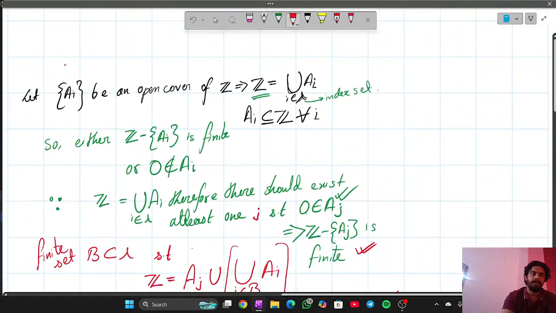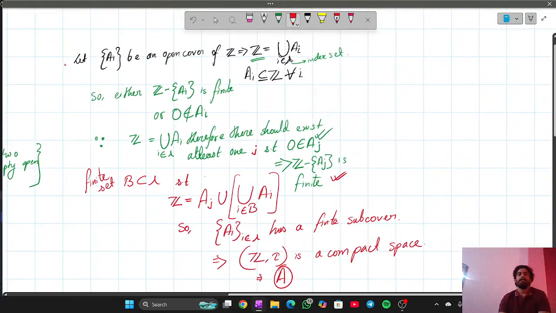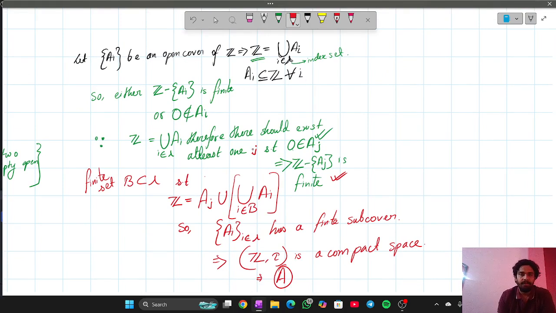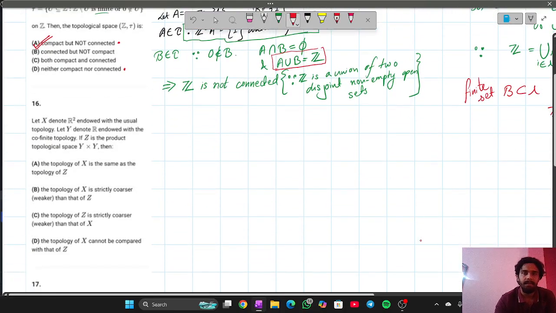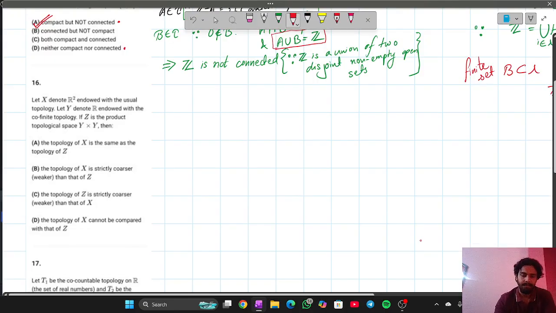So what we did, we suppose that there is an open cover of Z. Then we found out that there should be one J such that it should be finite, and 0 is belonging to that and it should be finite. Then we found out that this must have a finite subcover, and from that we are getting that it is a compact space. Okay, so like this we are solving this question. Now let's go to another one.